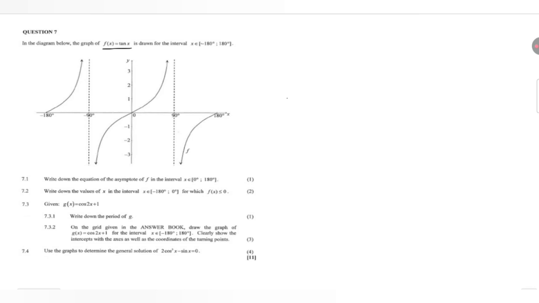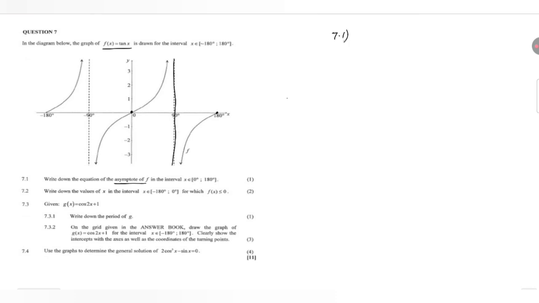Based on this graph, we have to answer some questions. What is the first question? Write down the equation of the asymptote of f in the interval 0 to 180. So starting from 0, that is here, 0 to 180. Can you see any asymptote? Oh, okay, we can see one asymptote. This is the asymptote, isn't it? This vertical line. Just write down the equation of that vertical line.